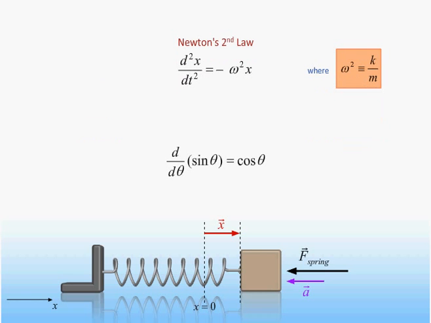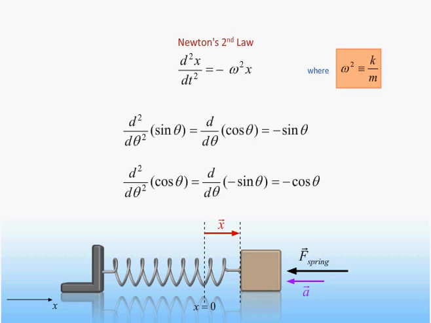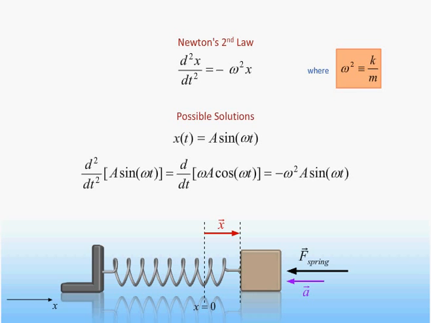Namely, we know that if you differentiate the sine of an angle, you get the cosine of that angle, and differentiating once more gives you minus the sine of the angle. We get a similar result for differentiating the cosine of an angle twice. Therefore, we expect that our solution will involve sines and cosines. For example, if we assume x of t is equal to A times the sine of omega t, we find that the second derivative of x of t is just equal to minus omega squared times x of t.